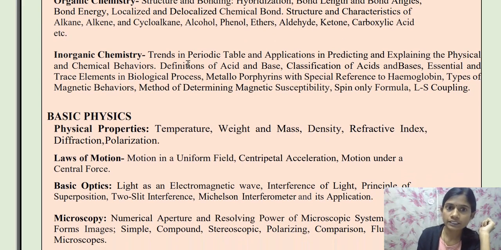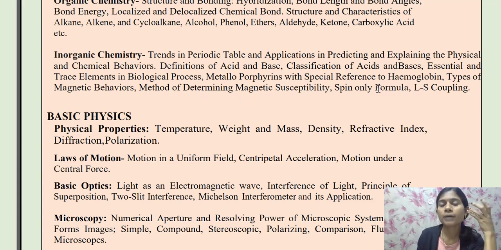Next, inorganic chemistry, which includes trends in the periodic table and their application in predicting and explaining physical and chemical behaviors, definition of acid and base. So this comes under the forensic topics actually. In forensic chemistry also you will learn about the definition of acid and base, classification of acids and bases, essential and trace elements in biological processes, metalloporphyrins with special reference to hemoglobin.